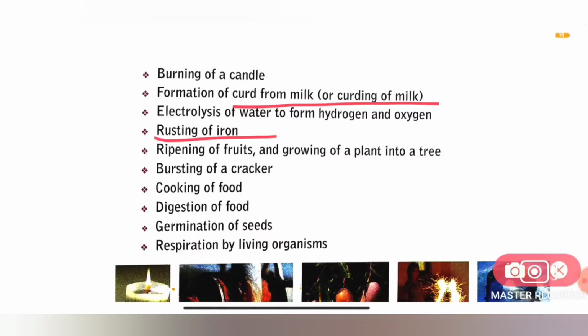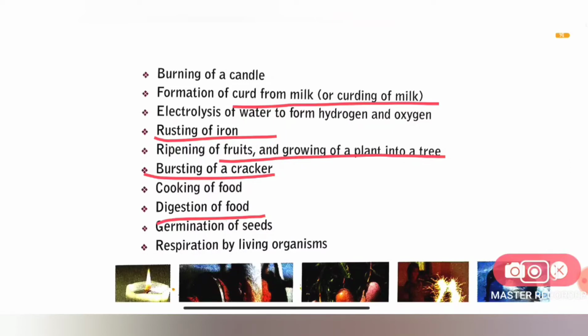Rusting of iron, ripening of fruit, growing of a plant into a tree, bursting of a cracker, digestion of food, etc. In this case, I will tell you one more thing: as you can see, chemical changes produce a completely new thing, and this is also an irreversible change, which we studied in the previous lesson, what is irreversible and what is reversible. So chemical change is a completely irreversible change. That means we cannot change it back into the previous one.